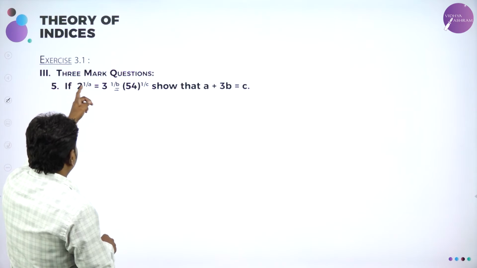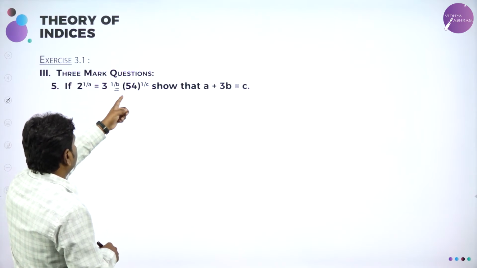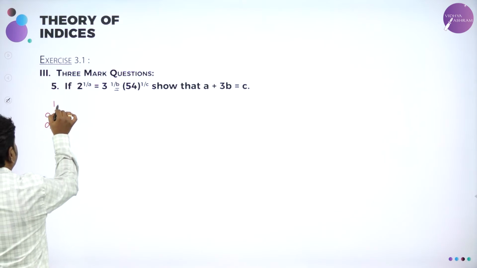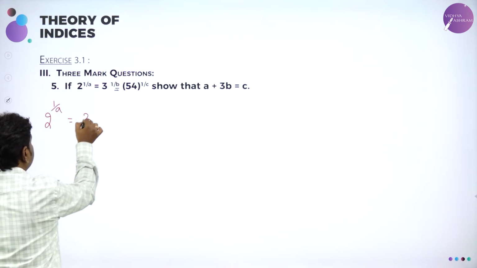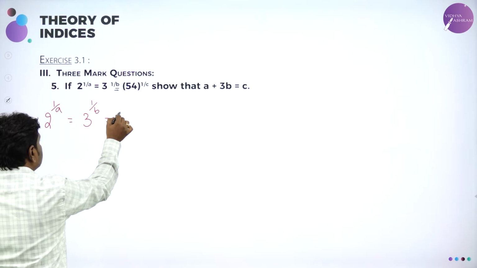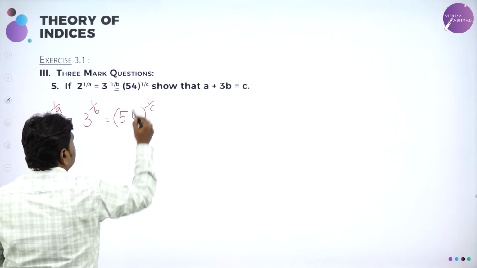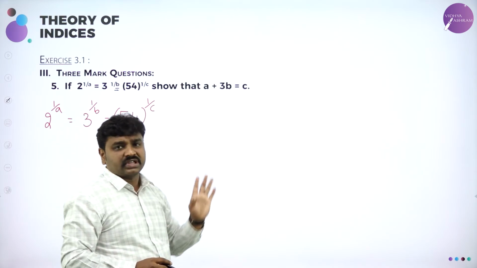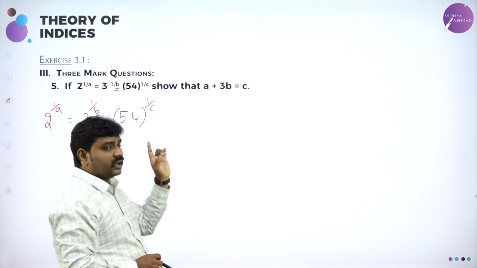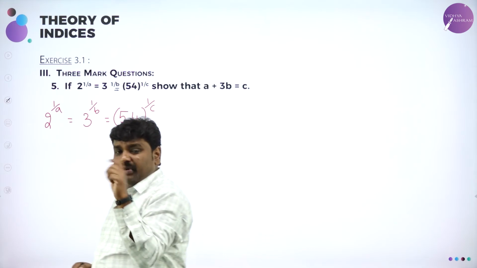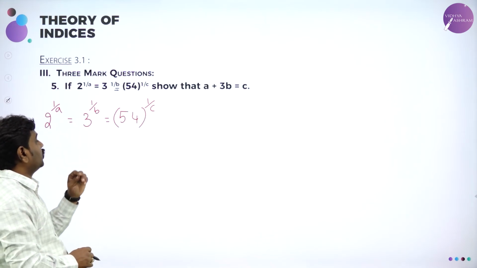Then 2 power 1 by a equal to 3 power 1 by b equal to 54 power 1 by c. See, 2 power 1 by a is same as 3 power 1 by b is same as 54 power 1 by c. This is what is given, and we need to prove a plus 3b equal to c. See, I told you repeatedly, if they give 3 numbers, take a bigger number which you can write as product of the other two.